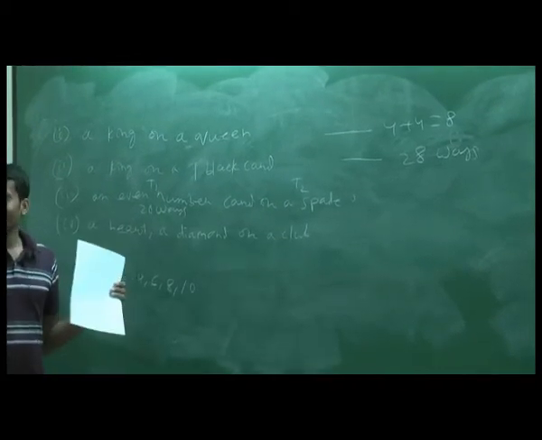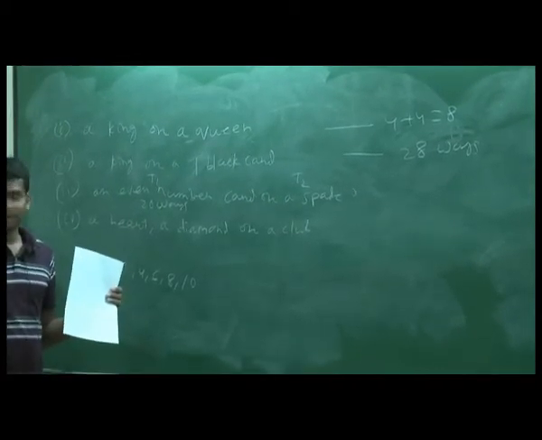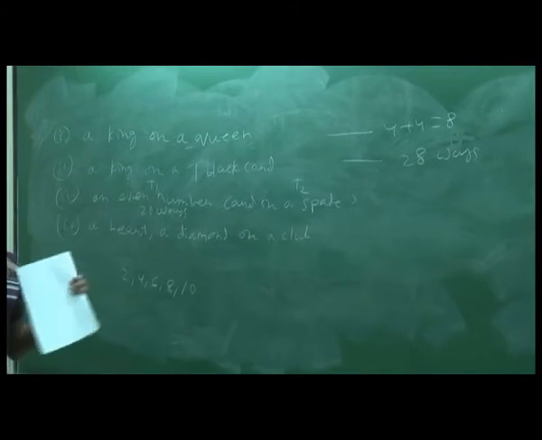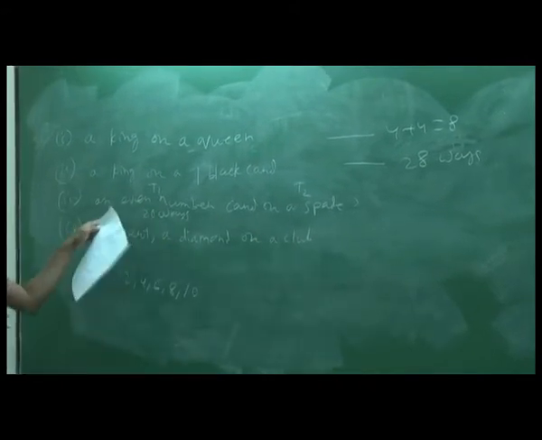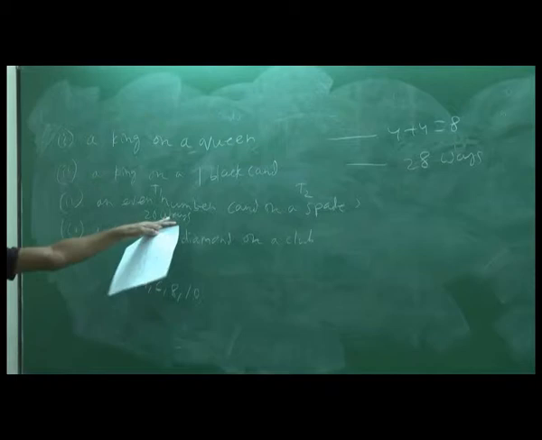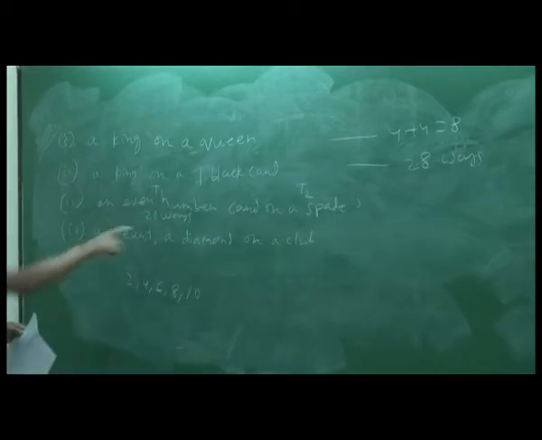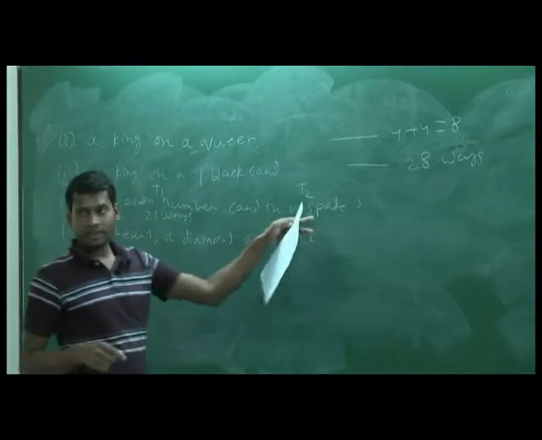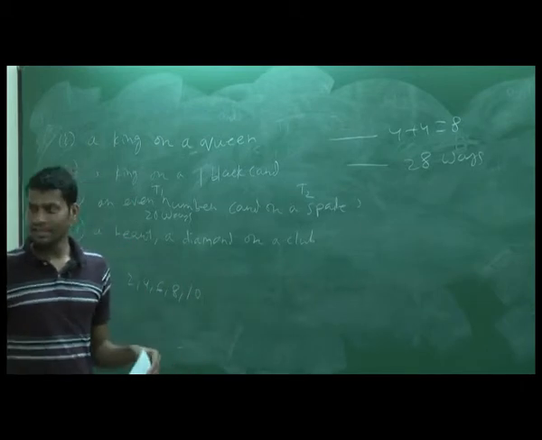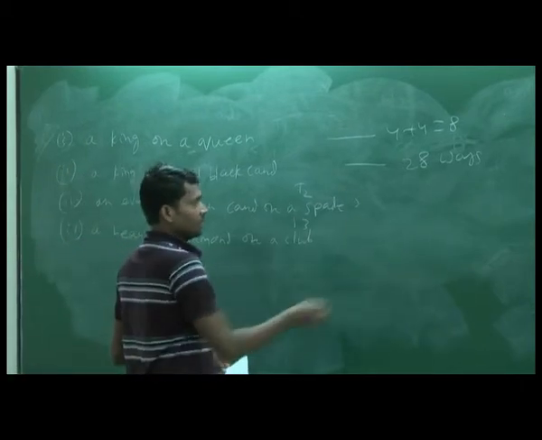No, spade, we are analyzing this one only. How many ways can we choose? There are even numbers we can choose. 20 ways. And how many spades are there? 13. 13 minus 5.